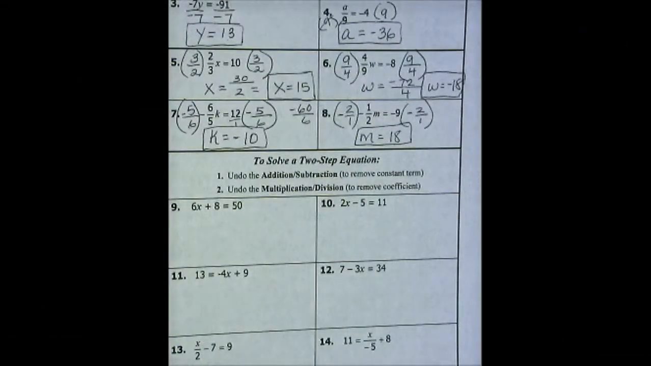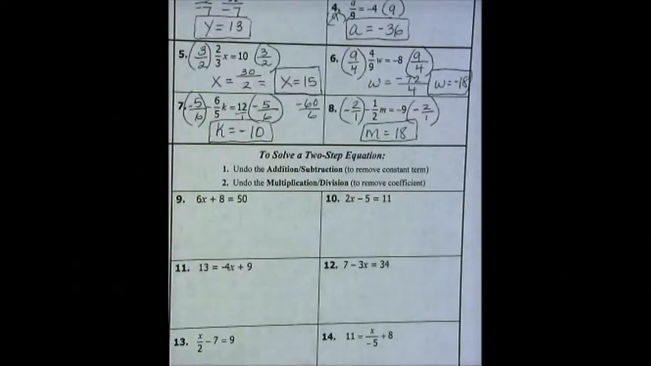So hopefully after the review we did last week on adding fractions and getting the common denominator, and now this short review on multiplying fractions by multiplying the numerators and then multiplying the denominators and simplifying, will help you to work better with the fractions that we need to work with. Let's move on to two-step equations.